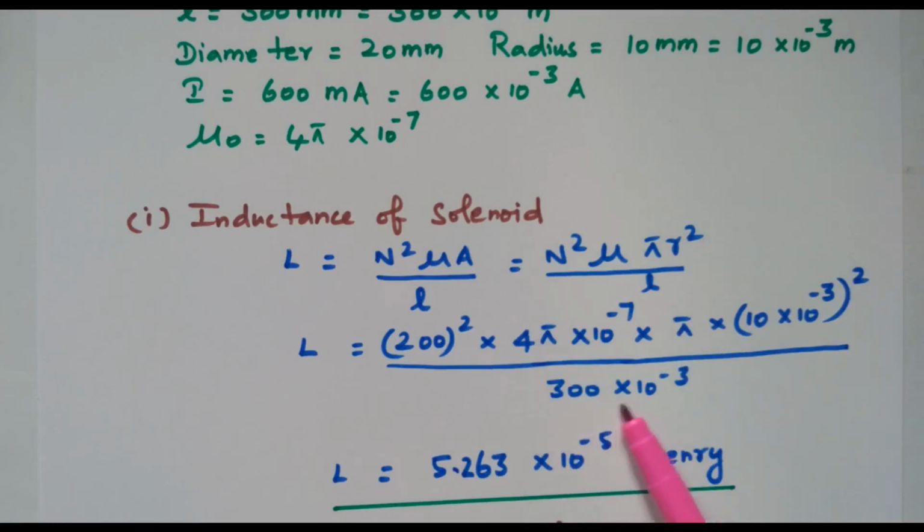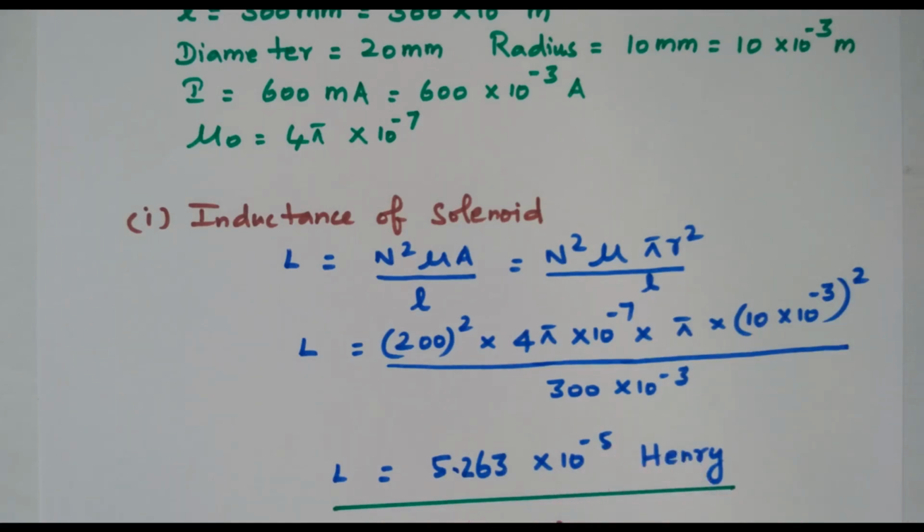That is 300 into 10 to the power minus 3. Now all the values are substituted. By simplifying this, what we got? 5.263 into 10 to the power minus 5. The unit is Henry. So the inductance of the solenoid is 5.263 into 10 to the power minus 5 Henry.